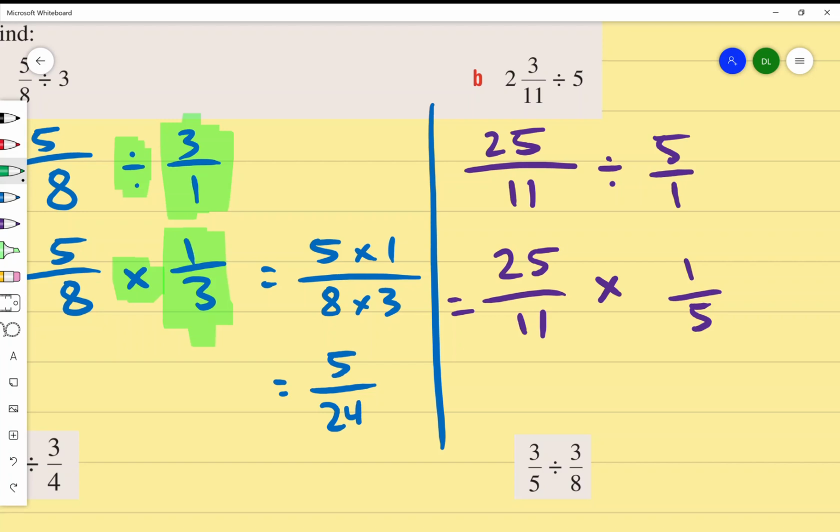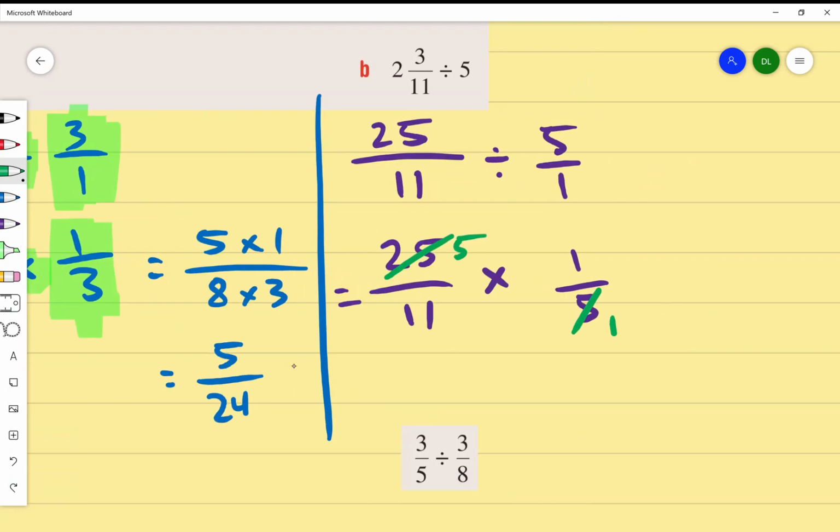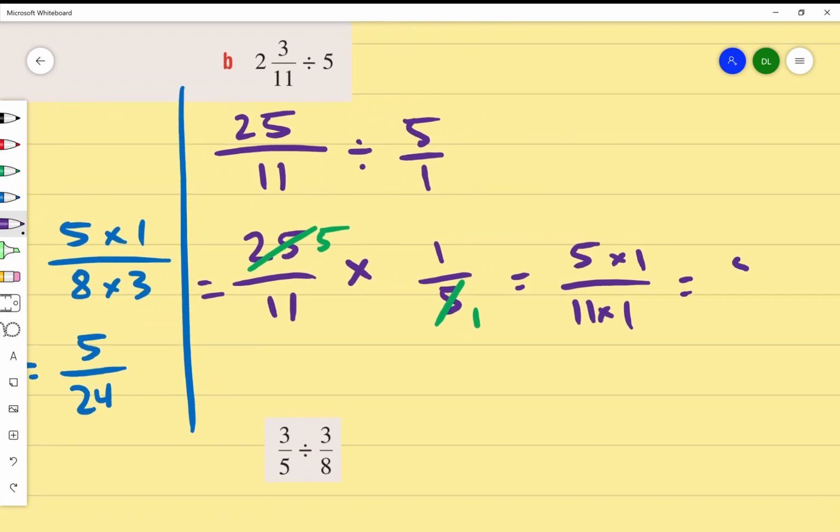5. So Key, what's 25 divided by 5? And 5 divided by 5 is? Good. So I end up with the top two numbers, so 5 and 1. Let's multiply them together. So the 5 times by the 1. And the bottom I have 1 times, oh, that's not a 1, sorry, it's 11. 11 times 1, which gives me 5/11.